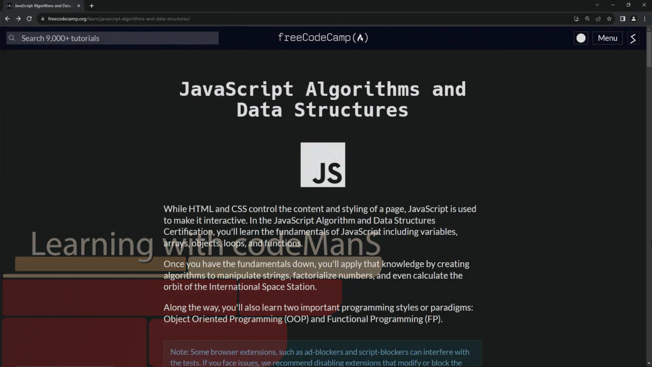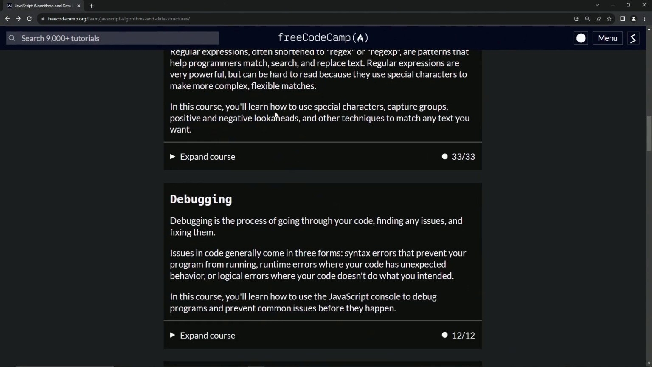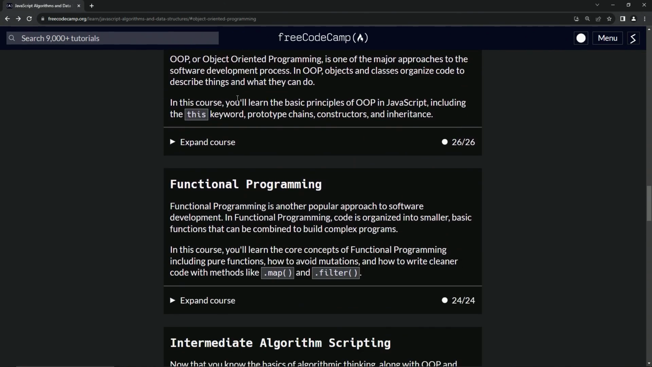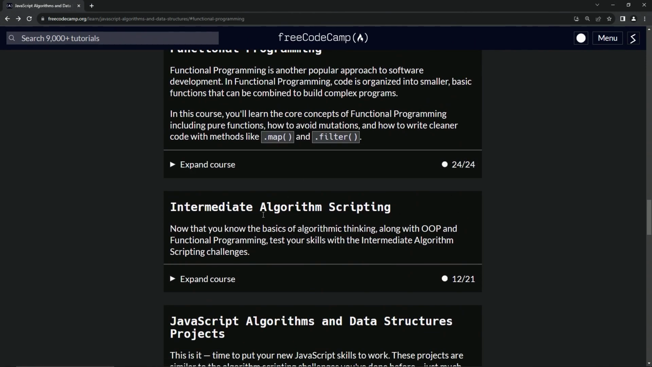All right. So now we're back at the freeCodeCamp JavaScript Algorithms and Data Structures main page. We just finished up functional programming. Look how much squirreling we got to do. All right, now we're on to intermediate algorithm scripting, right?